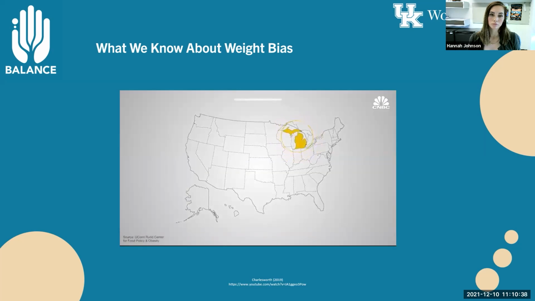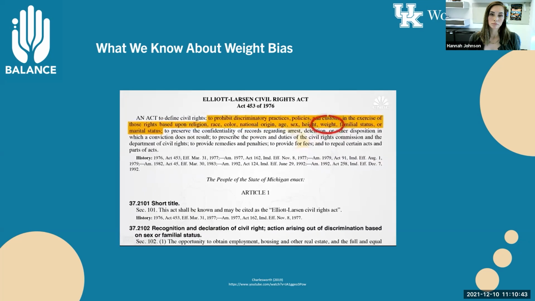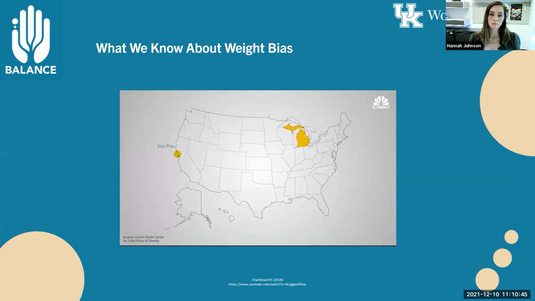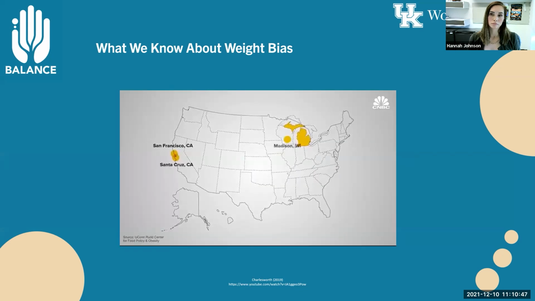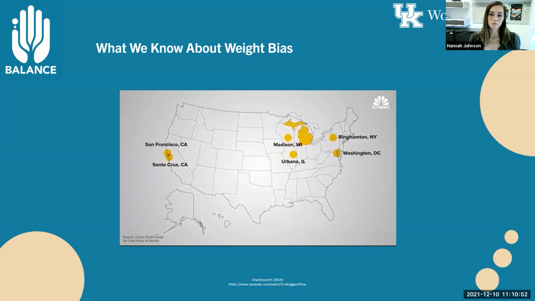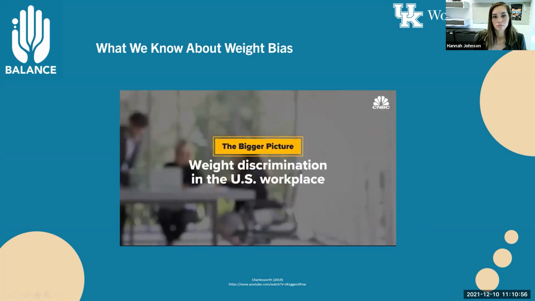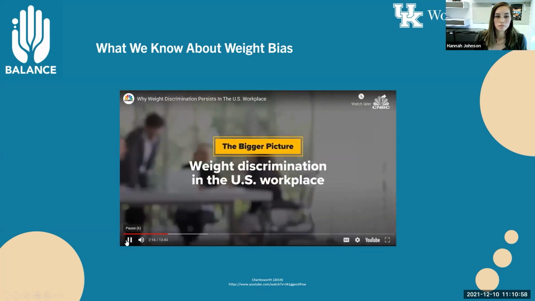Michigan is the only state that has passed legislation that makes weight discrimination explicitly illegal. And there are a handful of cities that have passed anti-discrimination ordinances that address weight, but there is currently no federal law protecting high-weight people from discrimination. So how much weight discrimination is there in the workplace, and what can we do about it?